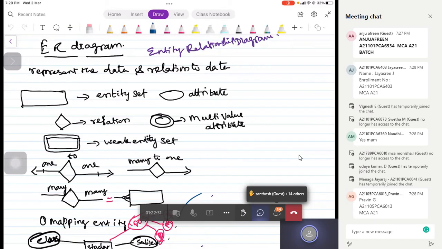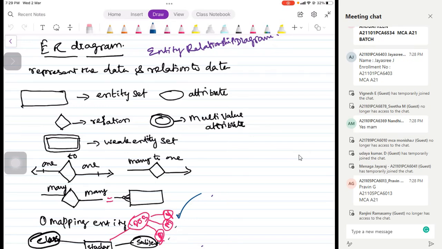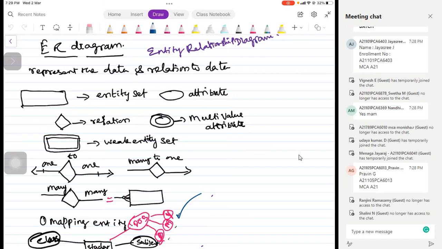So how you can give a relationship between one table and another table is all designed with this model only. It represents the data and the relation to the data. That is called the entity relationship diagram, like a flow chart, or ER diagram.